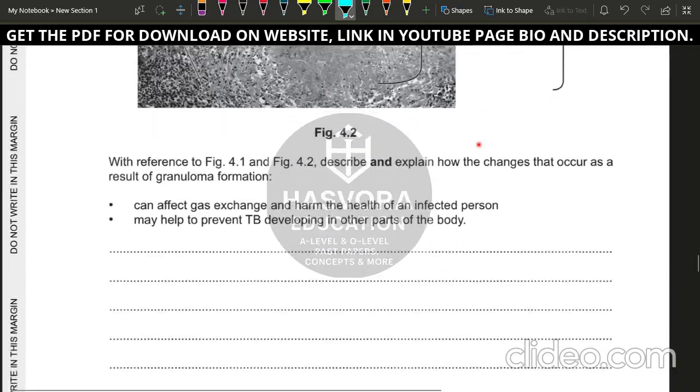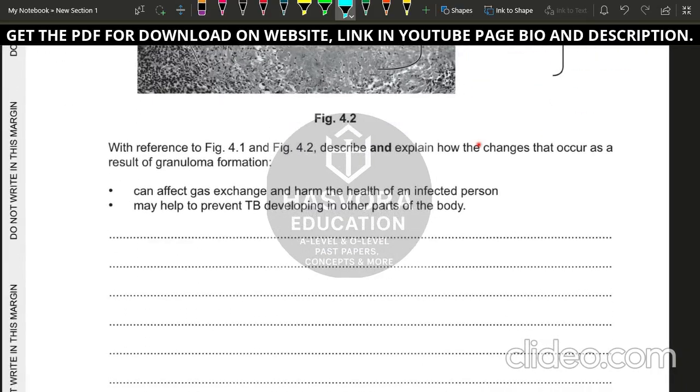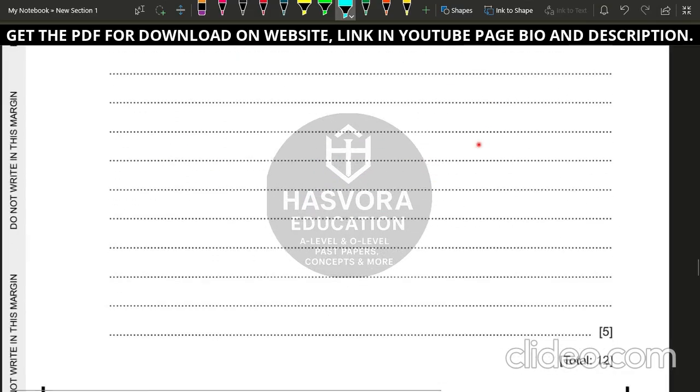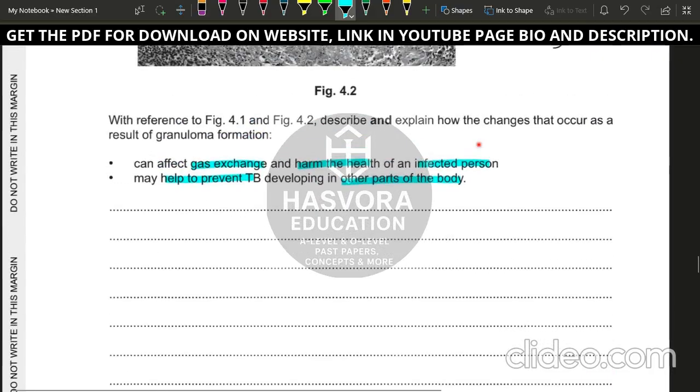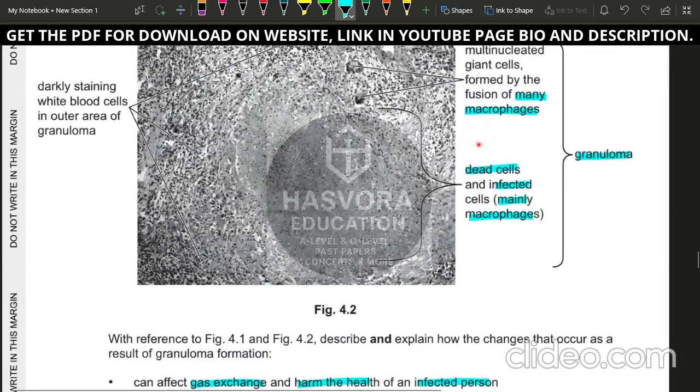So the question asks, with reference to figure 4.1 and figure 4.2, describe and explain how the changes that occur and result in granuloma formation can affect gas exchange. So we have to state how it affects gas exchange and harms the health of an infected person, and how it may help to prevent TB developing in other parts of the body. So we have to address both of these points. Okay, and we have 5 marks, so I will try to write 3 points for both of them. So we have to compare both of the images.